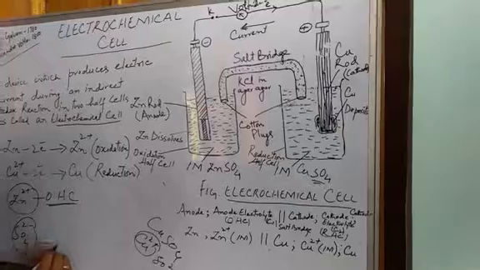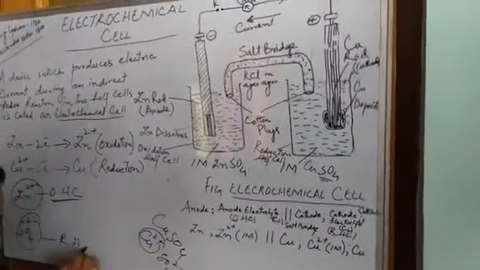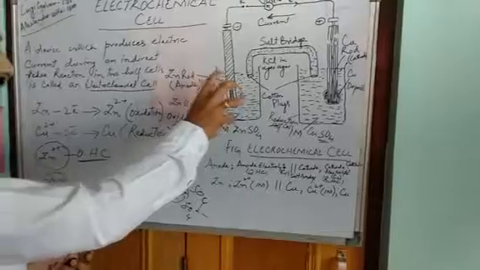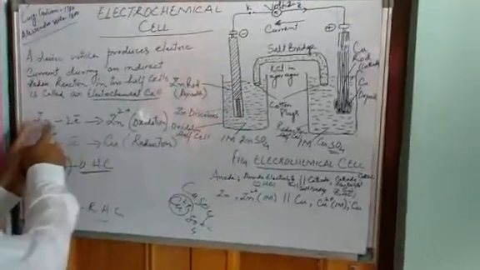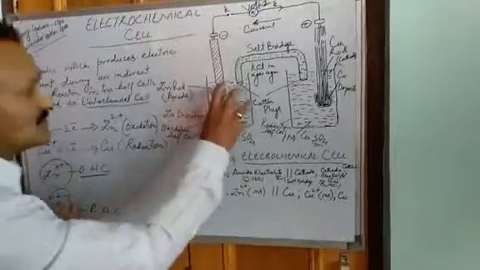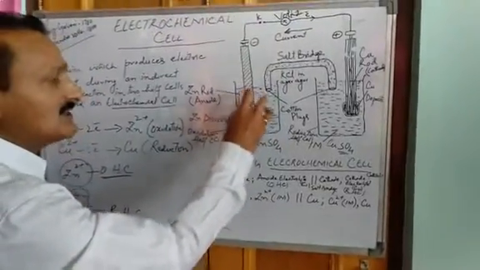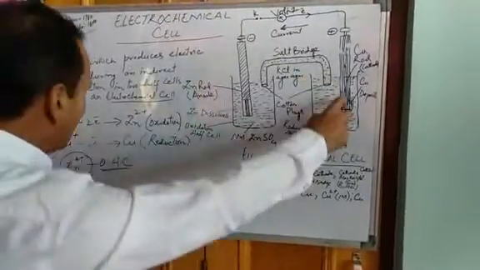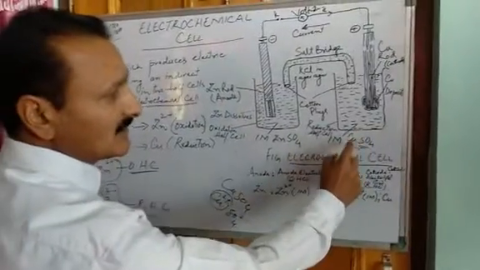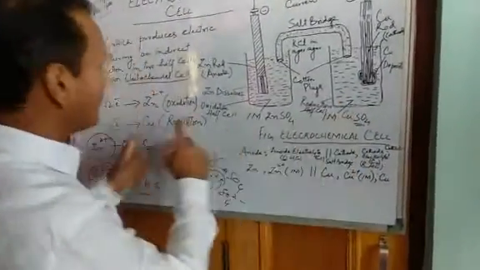This increases in the reduction half cell. Why? I will tell you. In the oxidation half cell, your zinc lost electrons and produced zinc positive ions. That is, their concentration in this half cell will increase continuously. While in this half cell, the copper in the copper sulfate solution gains electrons to become copper.